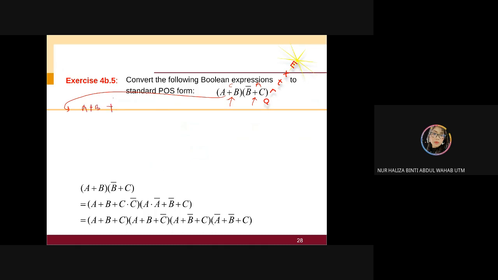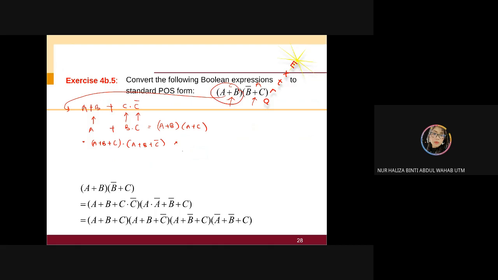You add with C dot C bar. Here will be your A. Here will be your B. This one will be your C. And you convert using your rule number 12. You will get A plus B plus C dot A plus B plus C bar. This is your term 1.